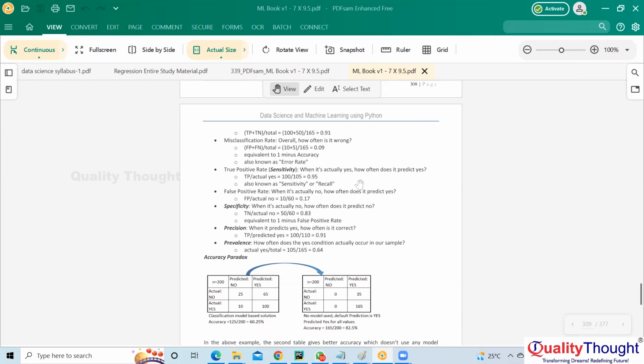Now, if you calculate all these things, sensitivity, specificity, precision, prevalence, and then give a score, then nobody will do it like that. The system is like that. So what can we do?